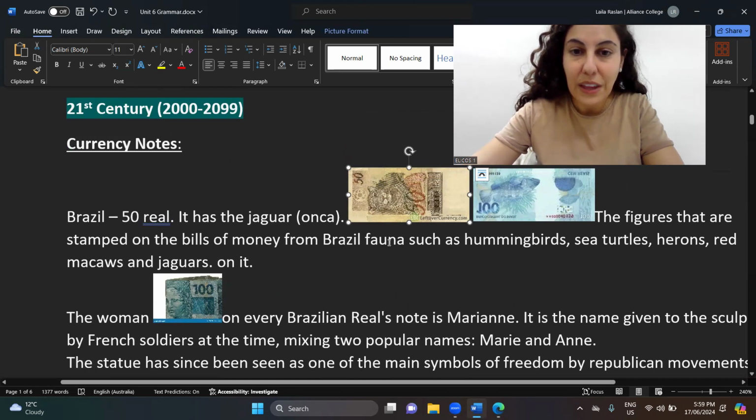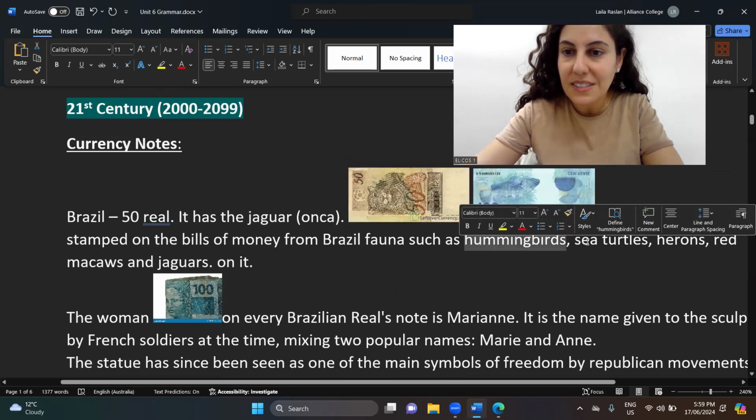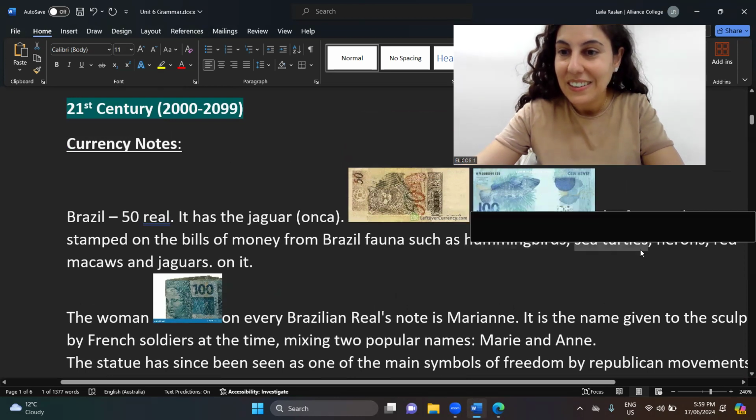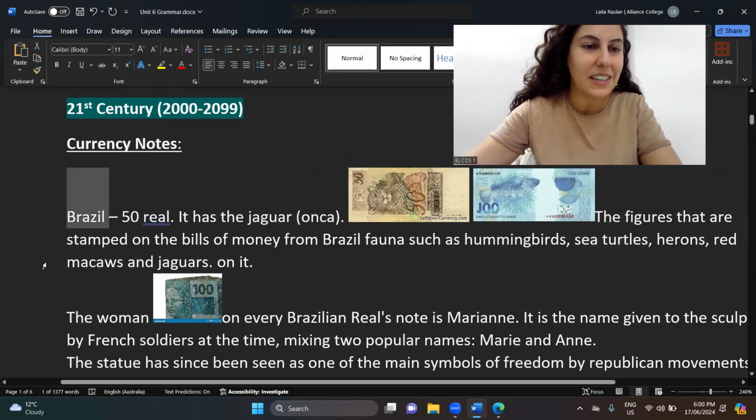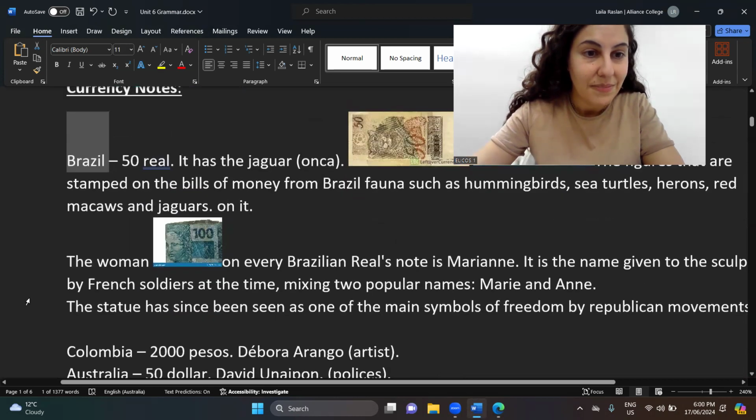Okay, they're on Brazil. They also have hummingbirds, sea turtles. Yeah, really interesting animals on the Brazilian notes. So a lot of animals on the currency of Brazilian reals.